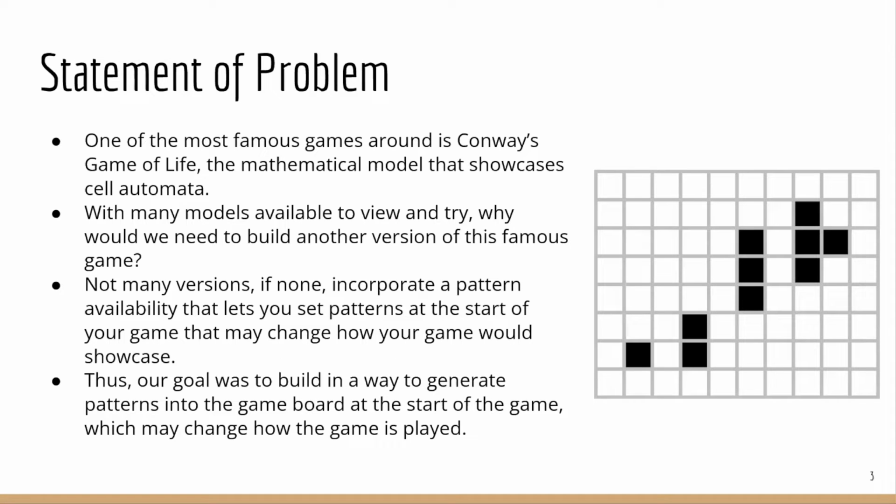Statement of the problem. One of the most famous games around is Conway's Game of Life, the mathematical model that showcases cell automata. With many models available to view and try, why would we need to create another version of this famous game? Not many versions, if any, incorporate a pattern availability that lets you set patterns at the start of your game that may change how your game would showcase. Thus, our goal was to build in a way to generate patterns into the game board at the start of the game, which may change how the game is played.